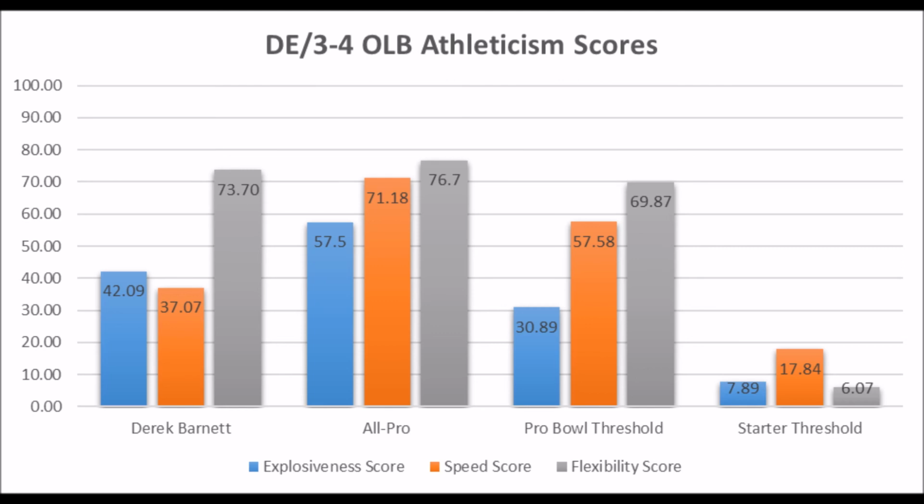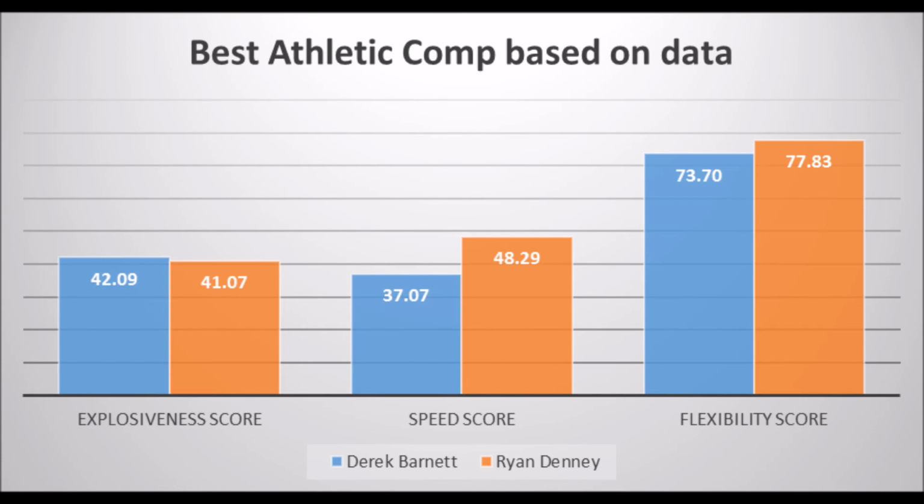Based on his athleticism, he compares very similarly to Ryan Denny. Ryan Denny was a pass rusher for the Buffalo Bills. In terms of their explosiveness and speed, Ryan Denny was a little bit faster, though. And in flexibility, Ryan Denny is very similar to Derek Barnett. And he, of course, was a long-term starting pass rusher and had a pretty decent career.